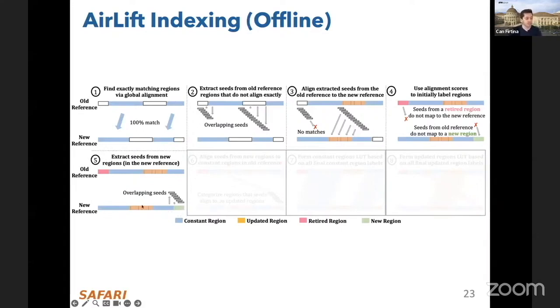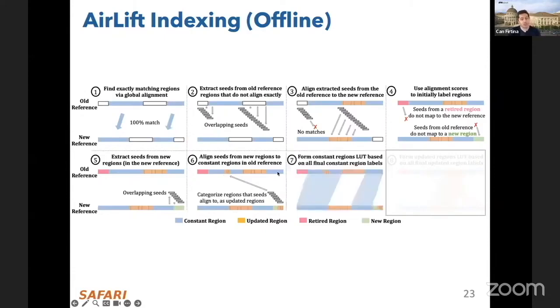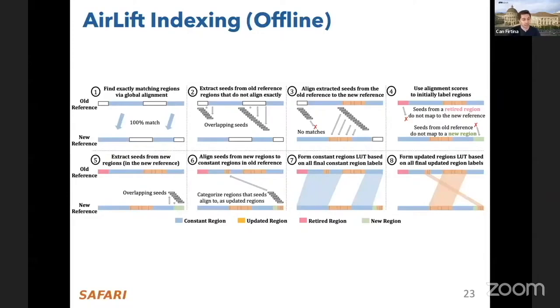So to do that, what we do, again, we generate all these seeds from the new reference genome and then align them to the old reference genome. And whenever there's a high similarity, we again identify these regions as updated regions. So with that, we now accurately identify all constant regions as well as the updated regions along with new and retyped regions.